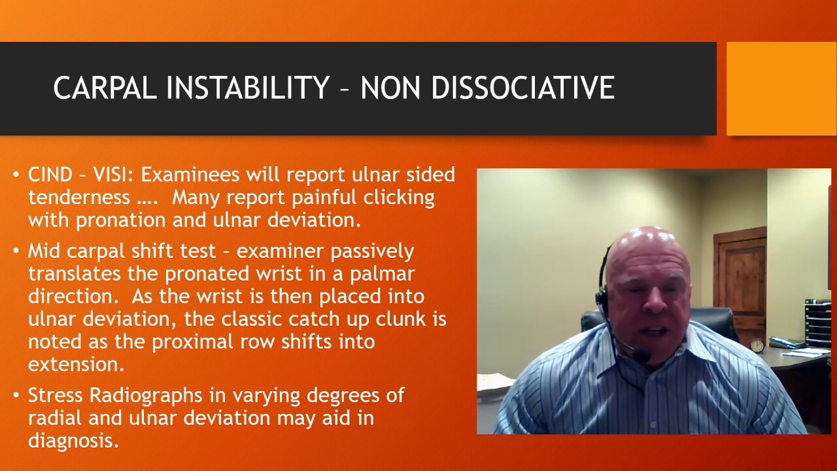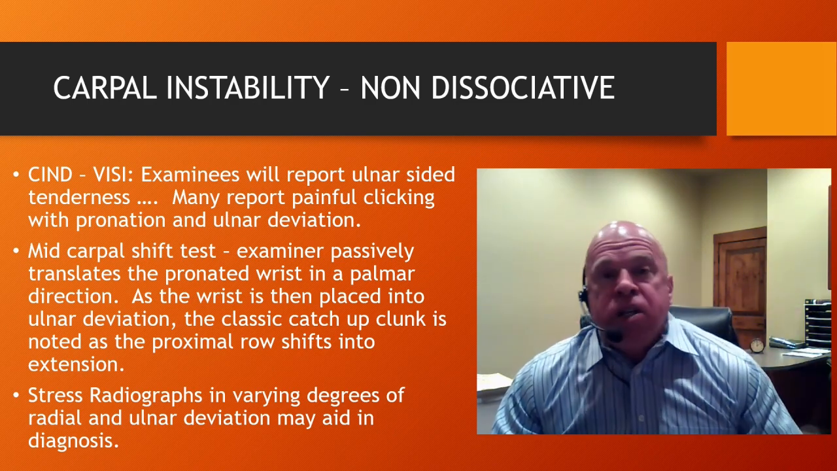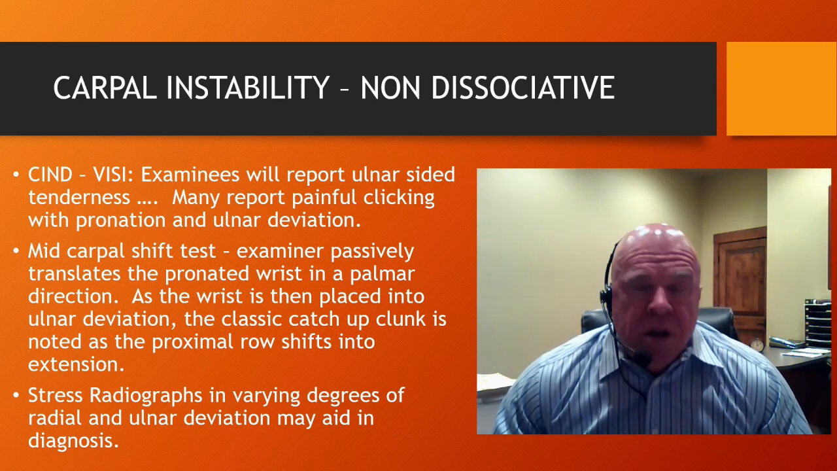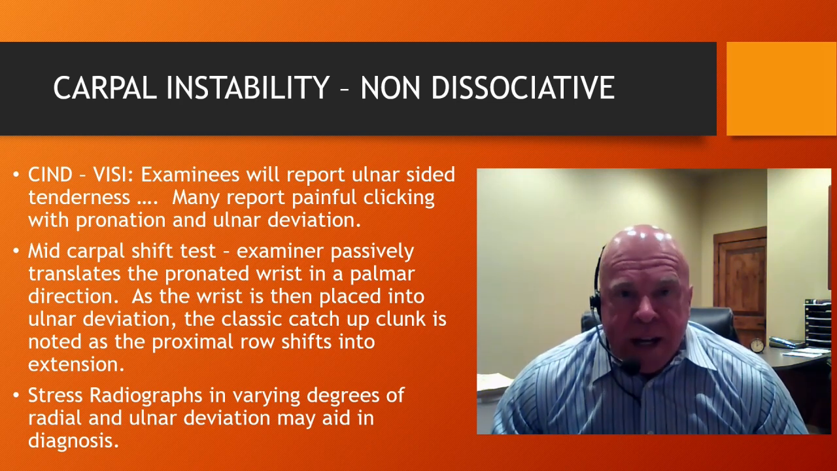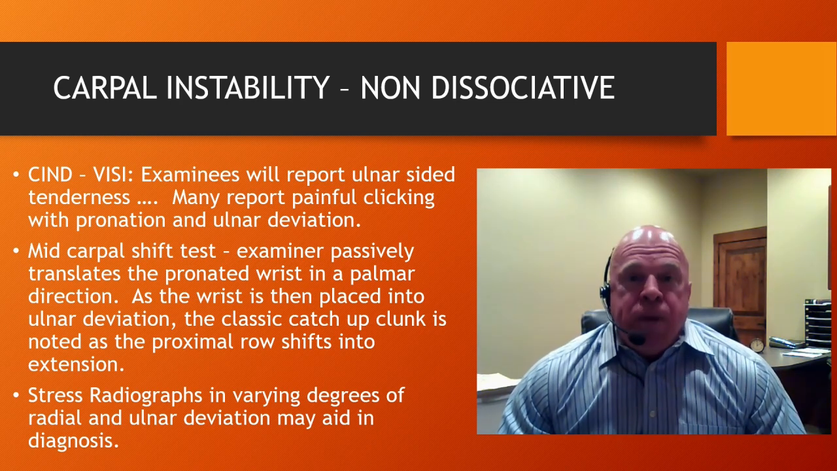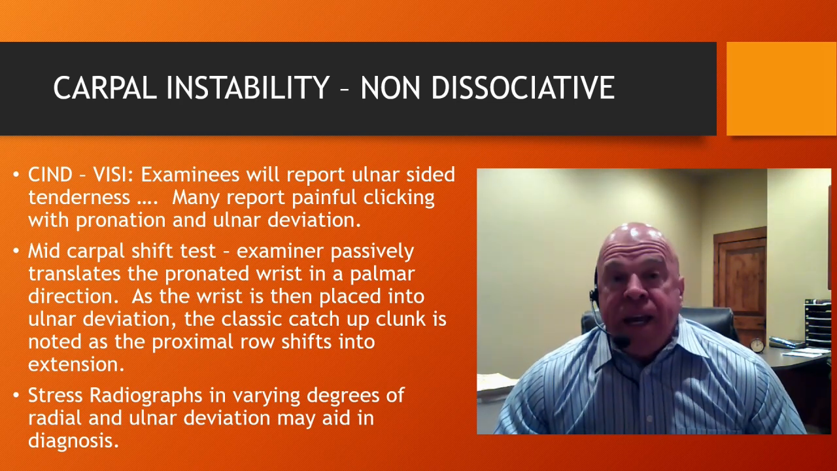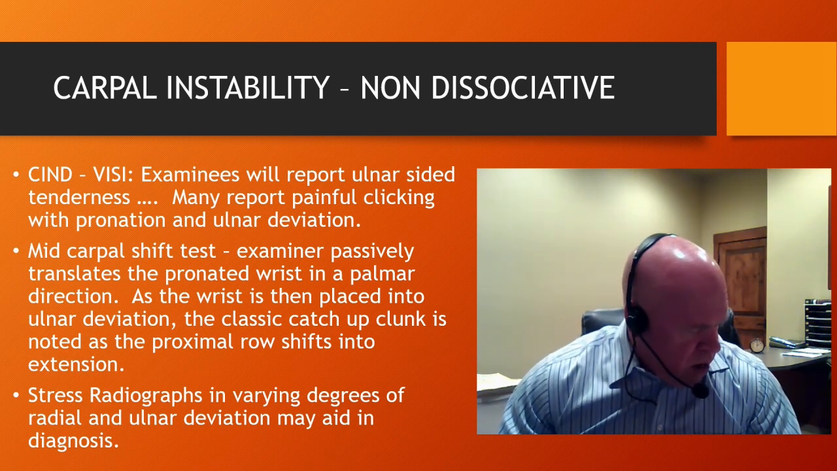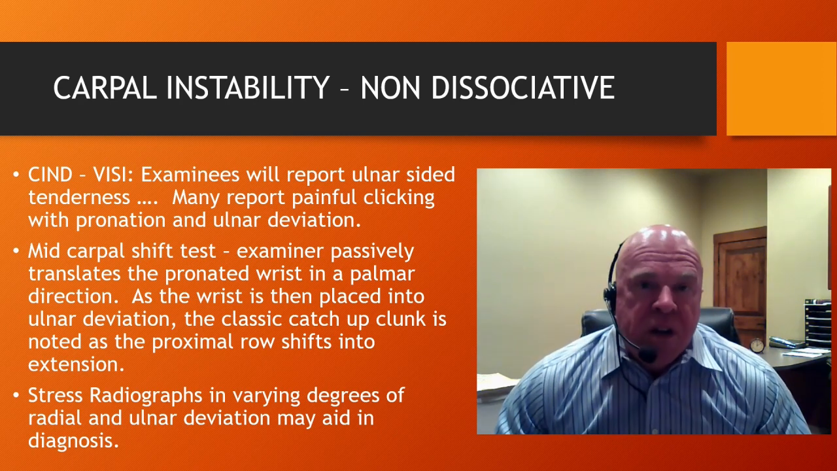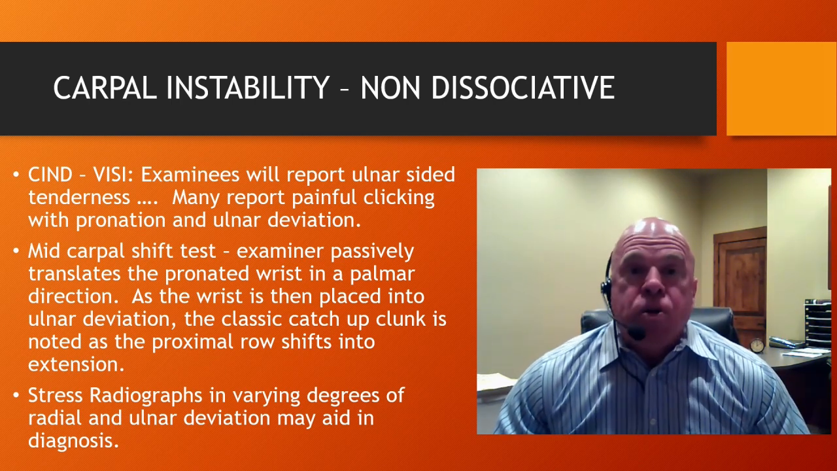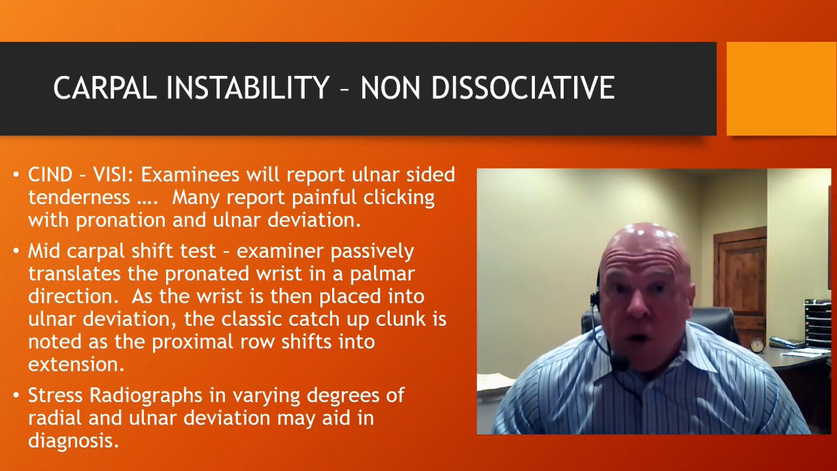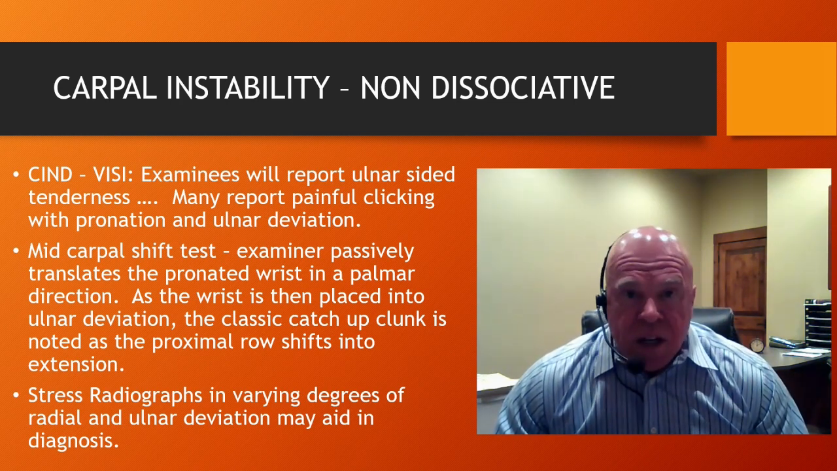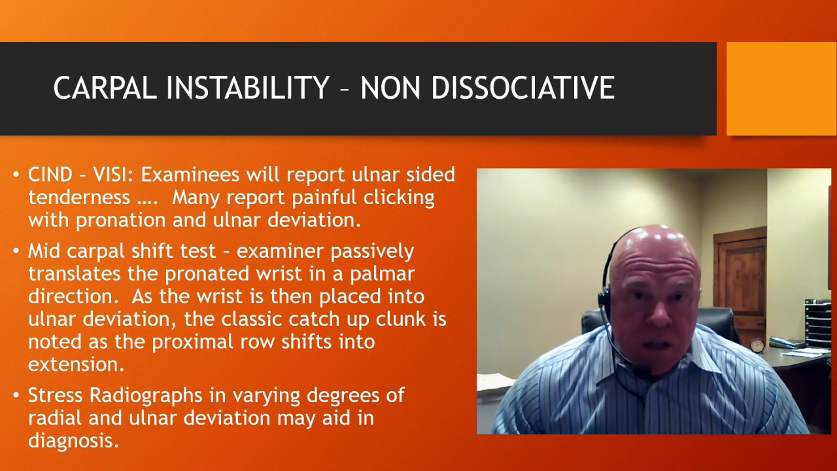In the literature, they describe stress radiographs, meaning clenched fist radiographs, in varying degrees of radial and ulnar deviation to be able to assist in the diagnosis of this condition. The AMA Guides, and I'll show you the reference in just a minute, refer to this VISI deformity as involving a negative radiolunate angle. So with a negative radiolunate angle, the lunate remains in flexion for this VISI deformity.